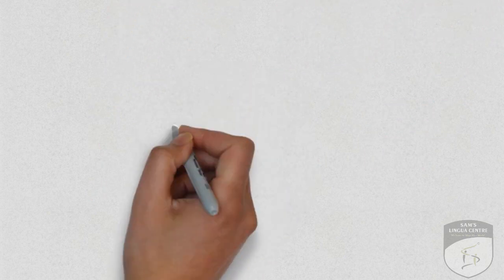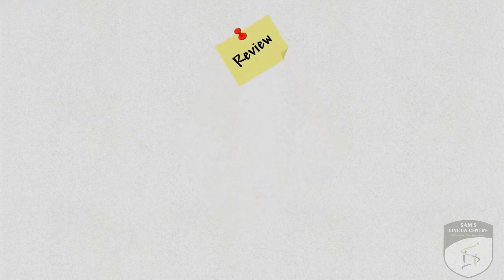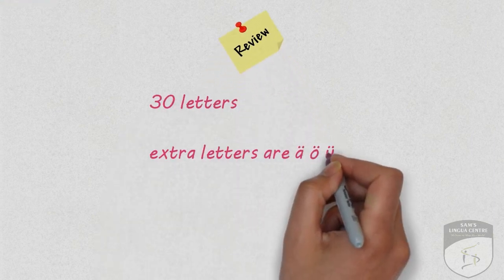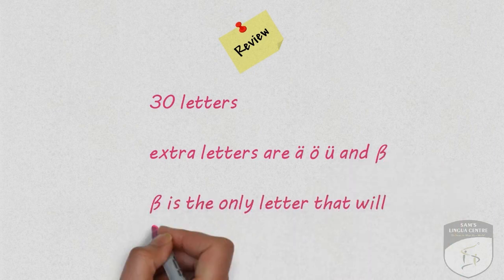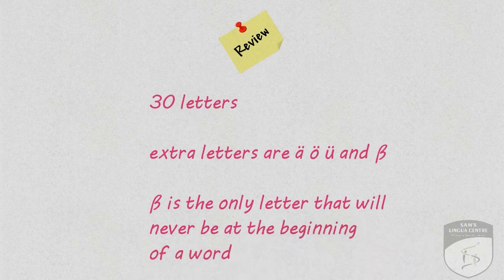Now let's review what you just learned. You learned that altogether there are 30 letters in the German alphabet and that the extra letters are Ä, Ö, Ü, and eszett. And you also learned that eszett is the only letter that will never be at the beginning of a word. This was our first lesson. See you in the next lesson where we'll learn about different letter combinations and how to pronounce them right.